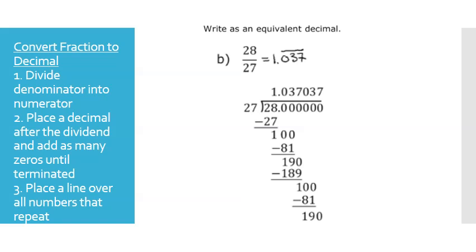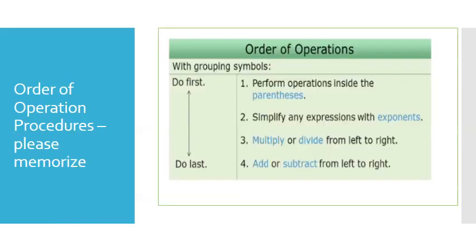But if you continue on and keep dividing on and on, you will keep getting 037, 037, 037. So notice that since these are the numbers that are repeating, we're going to put a little vertical line over those 3 numbers. Make sure that when you use that vertical line in your division and your answer, you're only putting the line over the number or numbers that repeat.